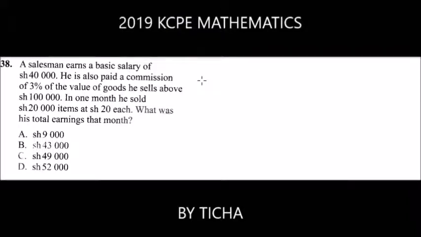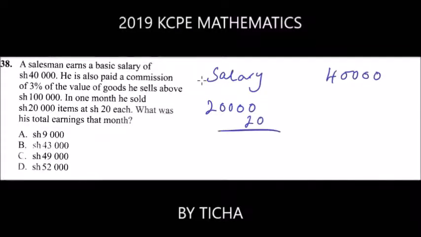So we get what he had sold. So the salary we will get is 40,000. That is the salary of the salesman. So in a month he sold, we can assume, 20,000 items at 20 shillings. So let's find out the amount he sold the items. These are goods worth 400,000.